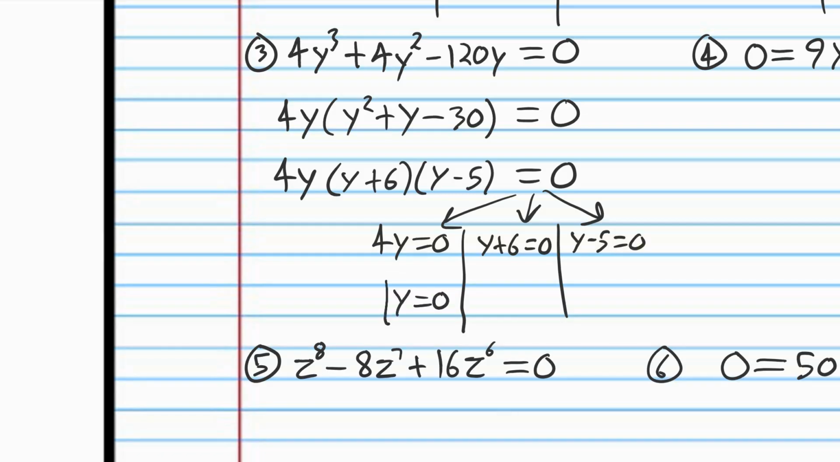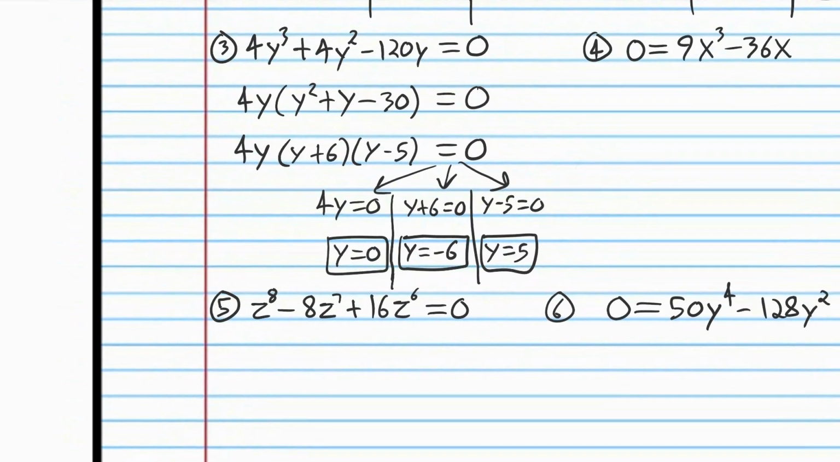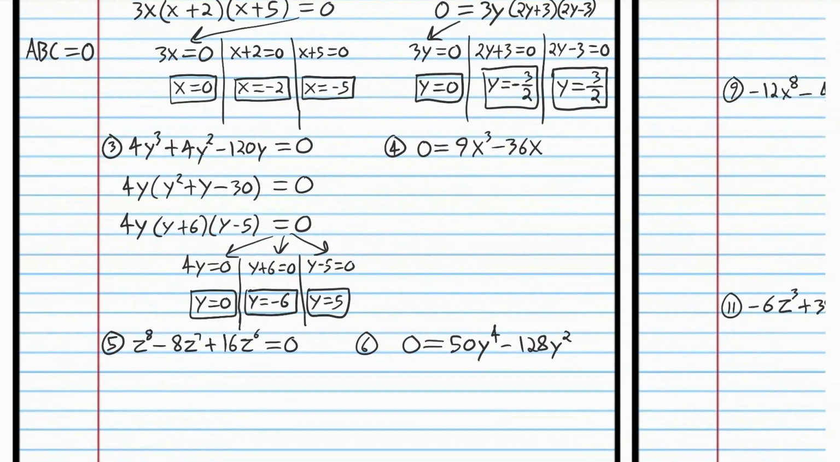That means y could be equal to 0. Divide both sides by 4 to get that. And then y could be equal to negative 6. And then y could be equal to 5. All of these solutions would work. They would make the equation true if you plugged them back in here. You get 0 if you plug them into this expression. So if you got those solutions, good job.